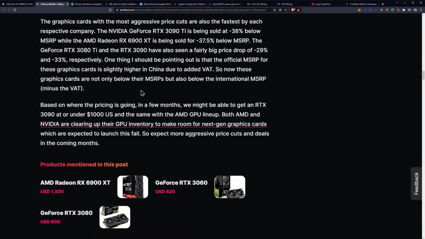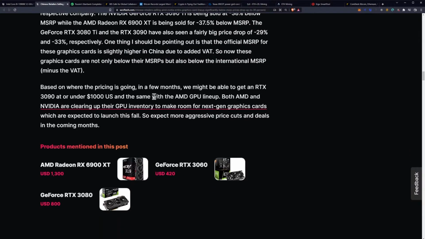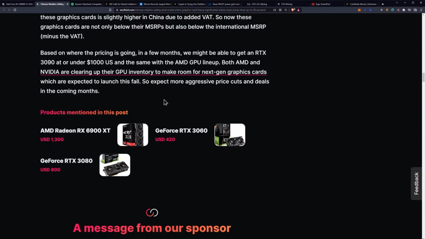Based on where the pricing is going, in a few months we might be able to get an RTX 3090 at or under $1,000 US, and the same with the AMD GPU lineup. And you would hope so before the launch of the new GPUs, by the way, too. Both AMD and NVIDIA are cleaning up their GPU inventory to make room for next gen graphics cards, which are expected to launch this fall. So expect more aggressive price cuts and deals in the coming month.